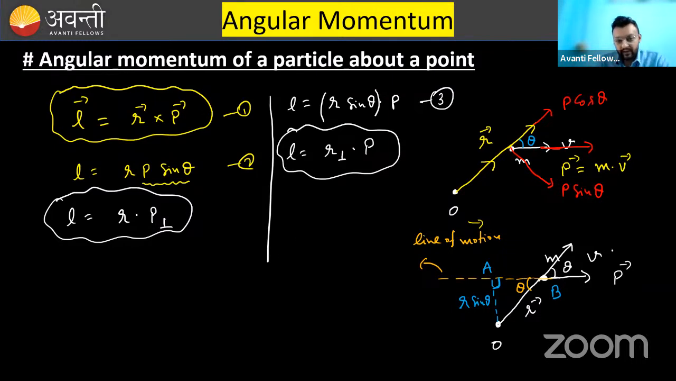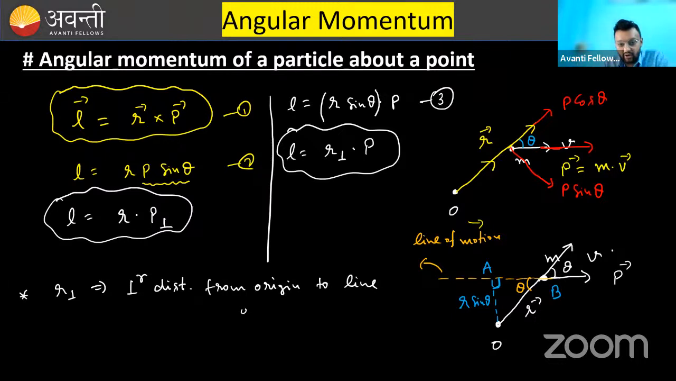Now, what is R perpendicular? If I ask you, define R perpendicular and P perpendicular. So R perpendicular is what? Perpendicular distance from origin to line of motion. Perpendicular distance from where? From origin to where? To the line of motion. What is line of motion? I have defined it already.